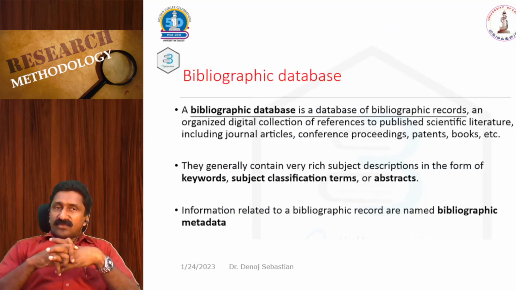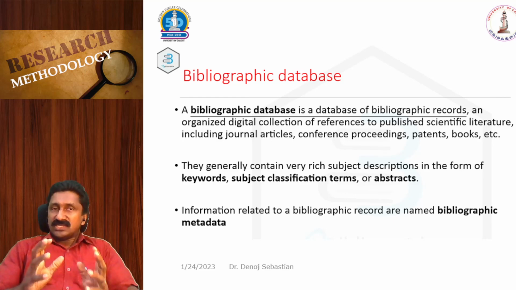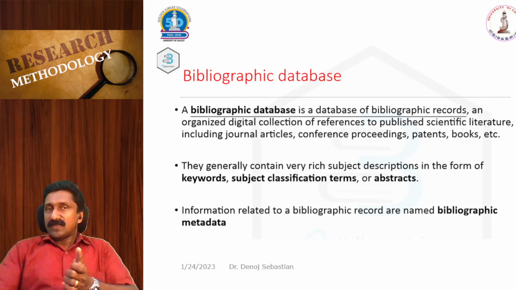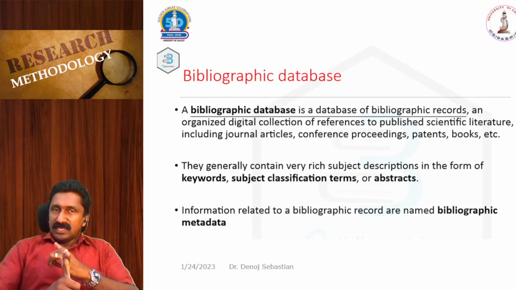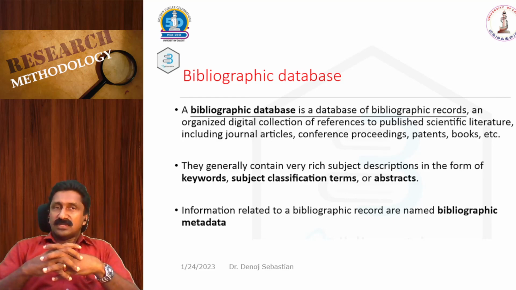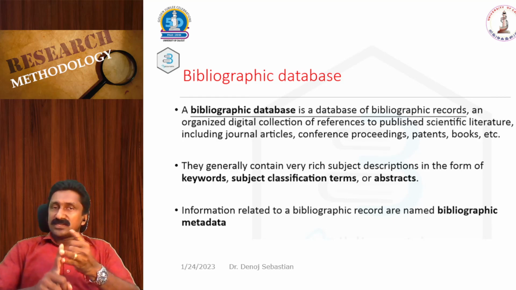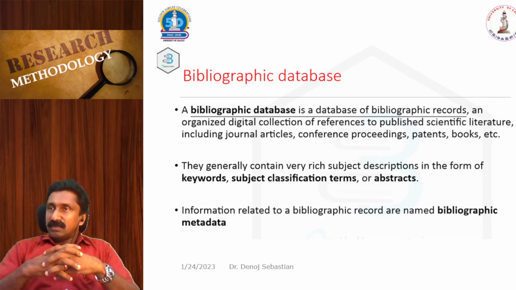Now coming to the bibliographic databases. A bibliographic database is a database of bibliographic records, an organized digital collection of references to published scientific literature, including journal articles, conference proceedings, patents, books, etc. So all these bibliographic databases, that may be a specific database of Elsevier or Springer or PubMed, whatever, any database, they are bibliographic databases and they contain all such articles like journal articles, conference proceedings, patents, books.